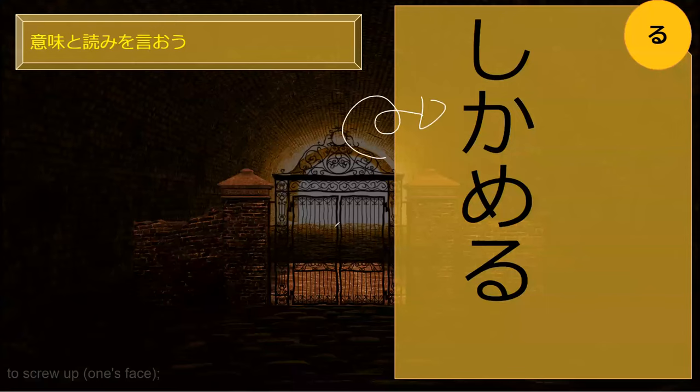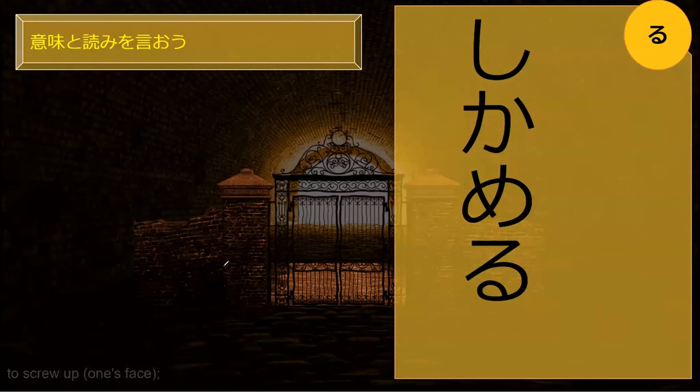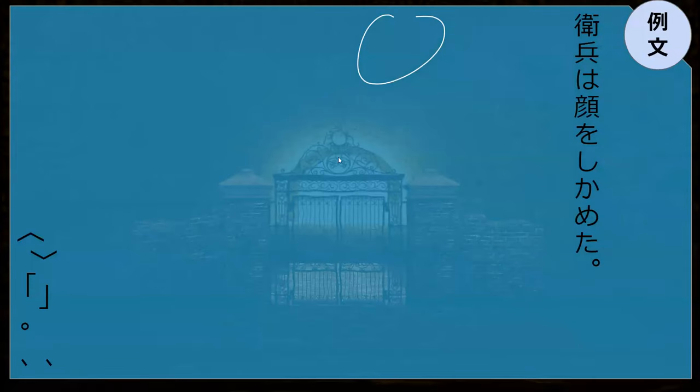Can you read this word for me? Shikameru. Hai. Shikameru is to screw up your face. So it's make a little concentration kind of face. What is the te form of shikameru? Shikamete. Perfect. Can you read the sentence for me? Eihei wa kao o shikameta. The face of the guard grimaced.